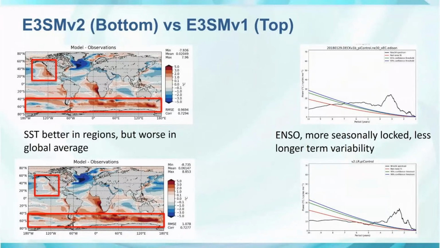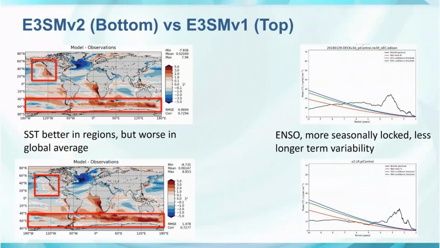On the right-hand panels, this is El Nino Southern Oscillation plots, where the top is V1 and the bottom's V2. It's a little bit hard to see here, but we'll see it a little bit better in the next slide, that the ENSO variability has become slightly more seasonally locked. We've moved from like 3 to 3.5 year dominant period to about 2.5. And we've lost a bit of the longer term variability in like the 4 to 6 year period.